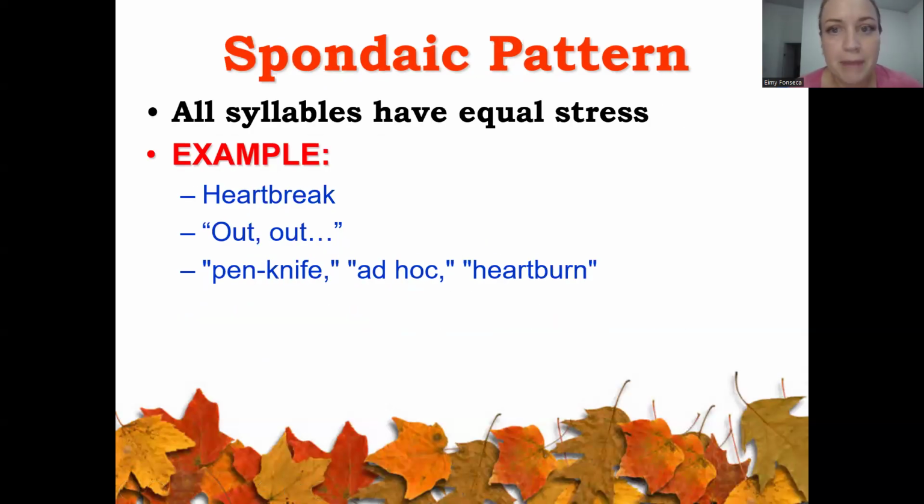And in the spondaic pattern, all of the words in the line are stressed. That is in order to create a tone of passion and emphasis in the poem, like in the holy, holy, holy. All of them are stressed. And those are some examples. Heartbreak, because we have there two nouns, well, two content words, sorry. Or in out, out.